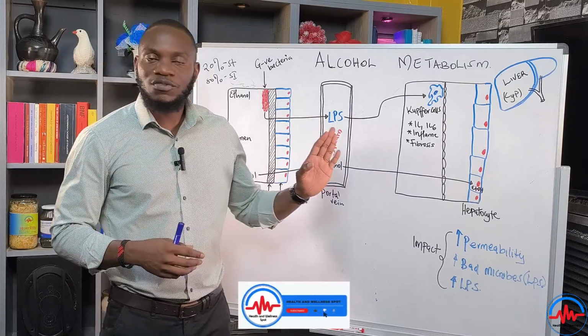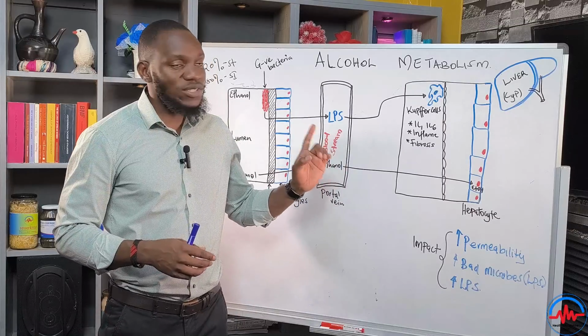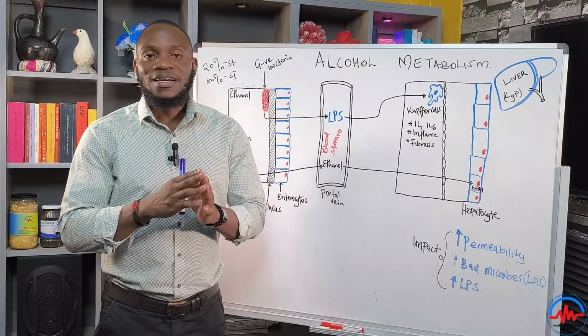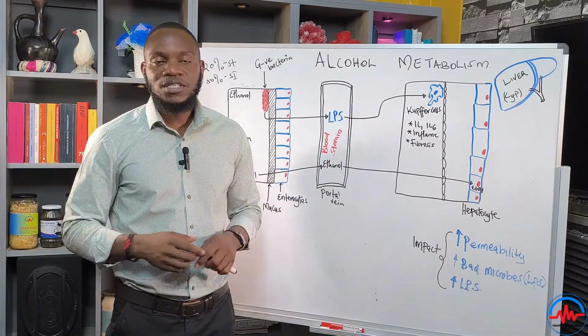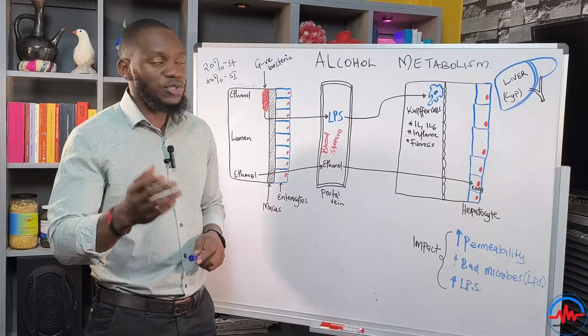Therefore, alcohol affects most of the organs in your system. And that's why I always tell you, alcohol and cigarette smoking are two of the things that are actually involved in about 90 to 98% of the conditions that most of you are suffering from.